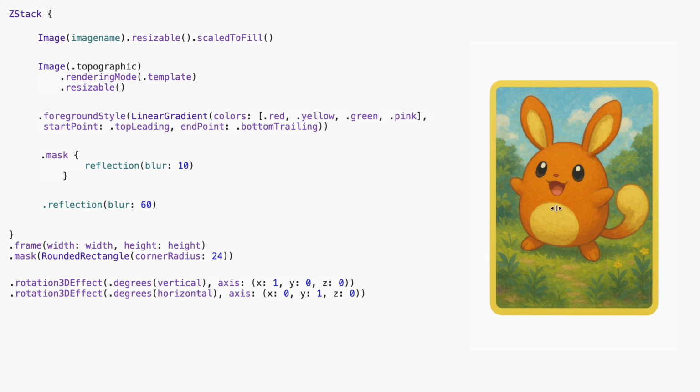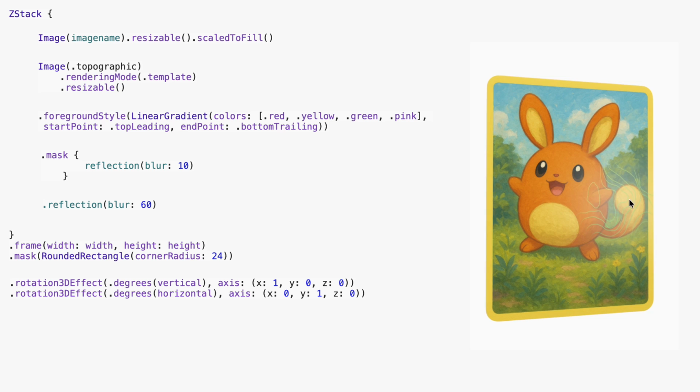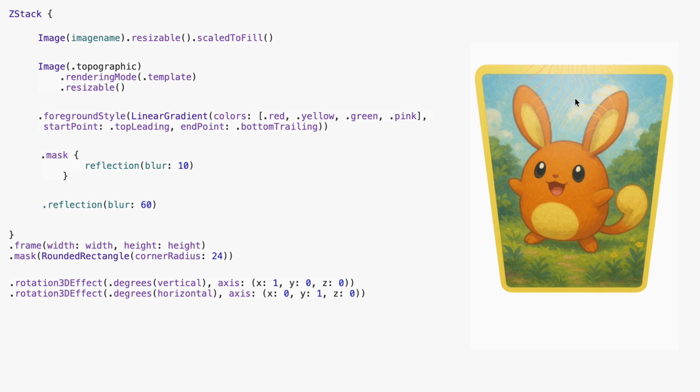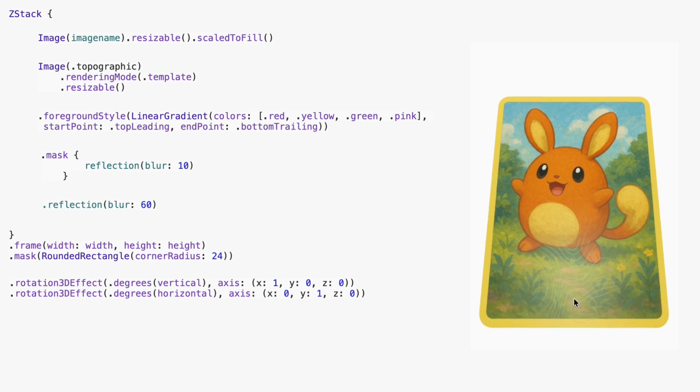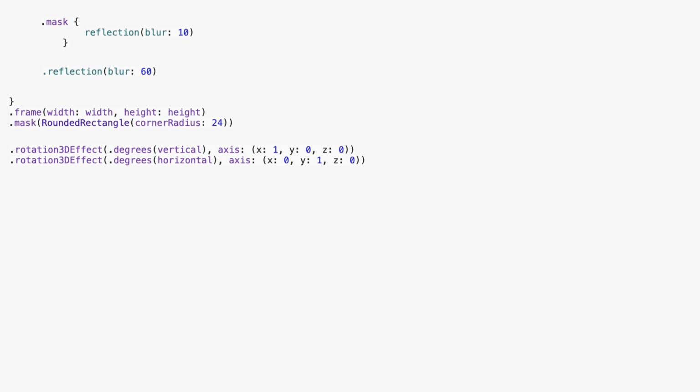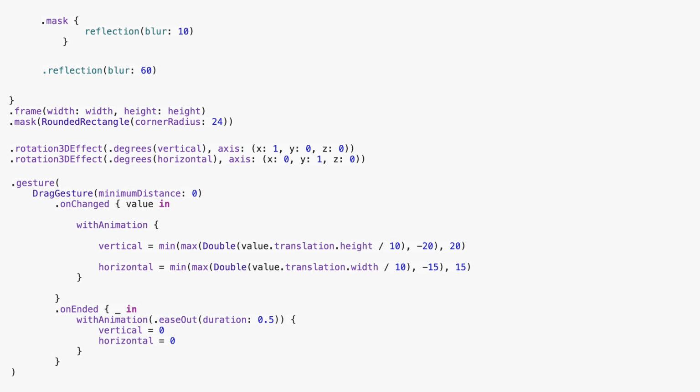To make the card tilt as you move your finger, we use two rotation3DEffect modifiers, one for vertical movement, one for horizontal. It adds depth and makes the light feel more reactive. We're using DragGesture with minimumDistance 0. And the reason it's set to 0 is simple. We want the effect to respond immediately when the user touches the card, even if they don't move their finger. If we left it at the default, the gesture would only start after a few pixels of movement. That would feel laggy.